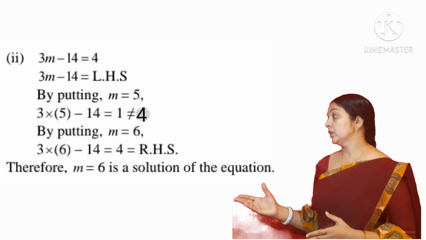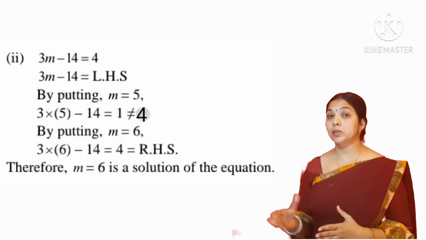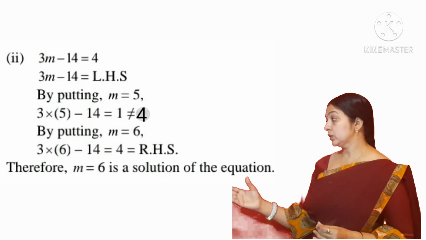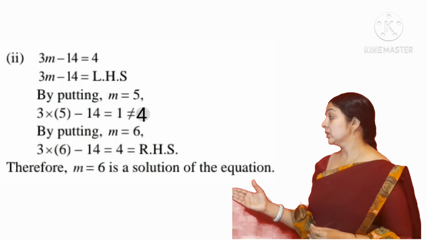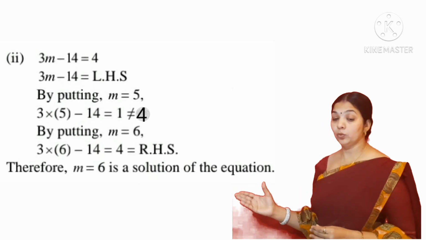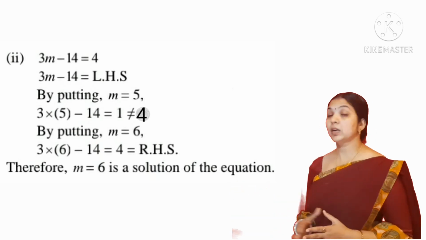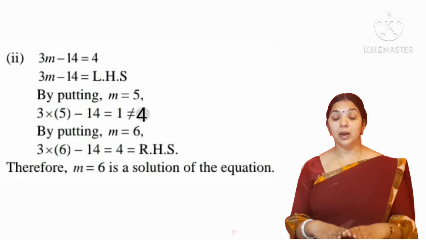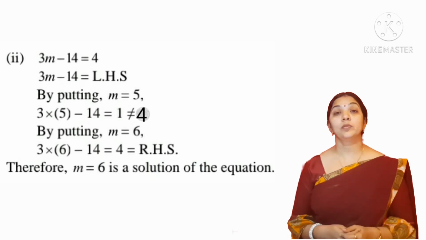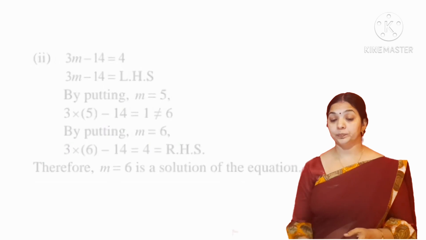So LHS and RHS are not equal. Now put m is equal to 6. 6 into 3, 18, and 18 minus 14 is equal to 4. So LHS and RHS are equal. So hence m is equal to 6 is the answer for the given equation.